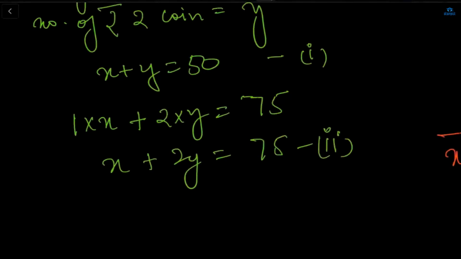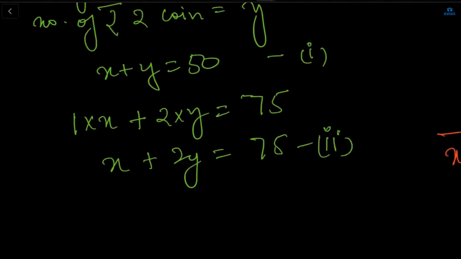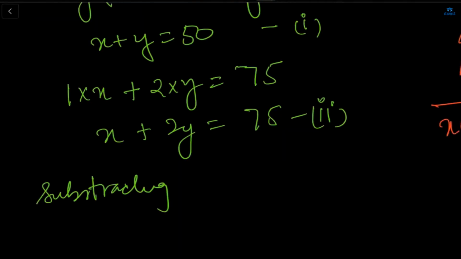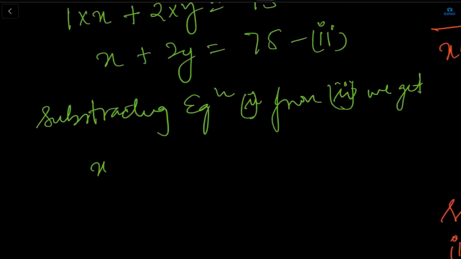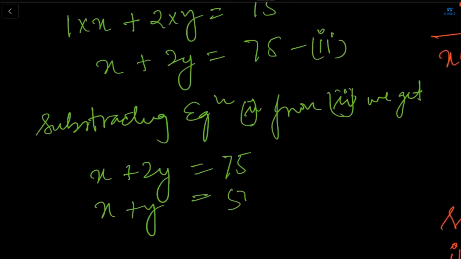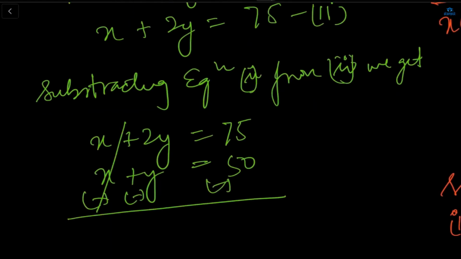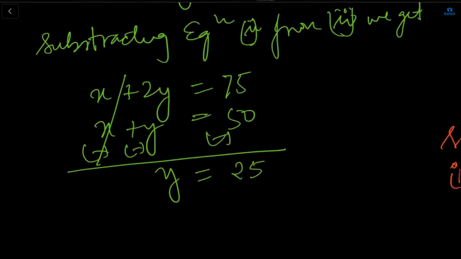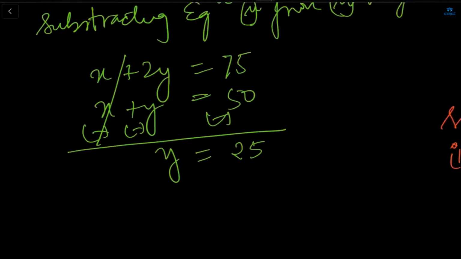Now you see, in both equations we have just X, so the coefficients are directly the same, so we can subtract. Subtracting the first equation from the second, we get X plus 2Y is equal to 75, minus X plus Y is equal to 50. X will be cancelled and Y is equal to 25. So how many 2 rupee coins does she have? She has 25 coins.